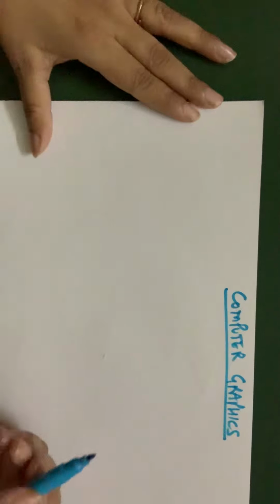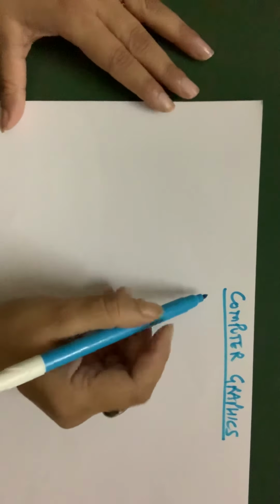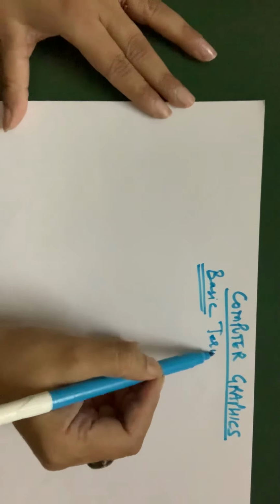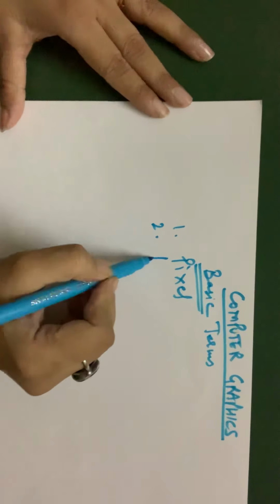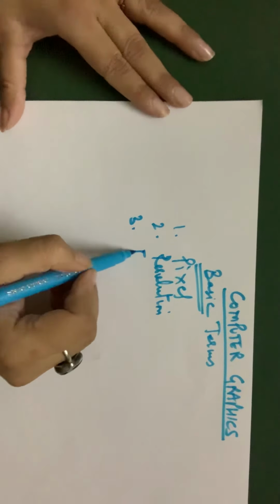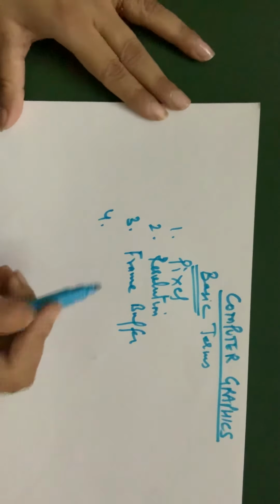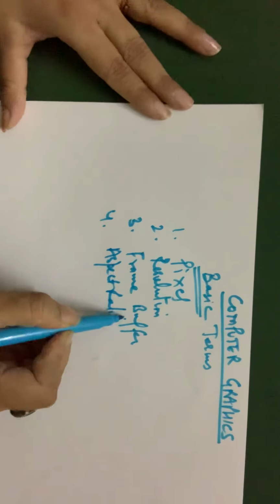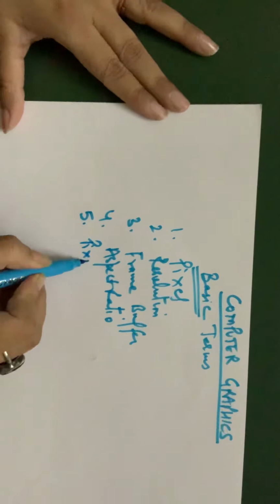To start with, I'll tell you the basic terms which we use for computer graphics, like pixel, what is a pixel, what is resolution, what is frame buffer, aspect ratio. We always define pixmap and bitmap.